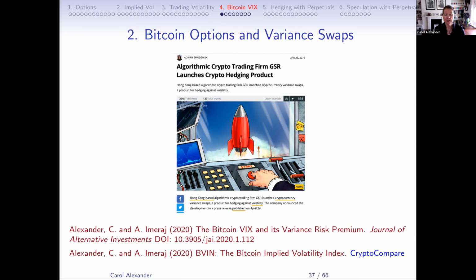All right, so I'm going to be talking about 2 papers. Well, actually, it's 1 paper and then the methodology. In the paper just published in the Journal of Alternative Investments, although it was submitted 2 years ago, it took a long time to come out, the Bitcoin VIX is what we called it, and we looked at the variance risk premium, and I will be explaining some of those results today.